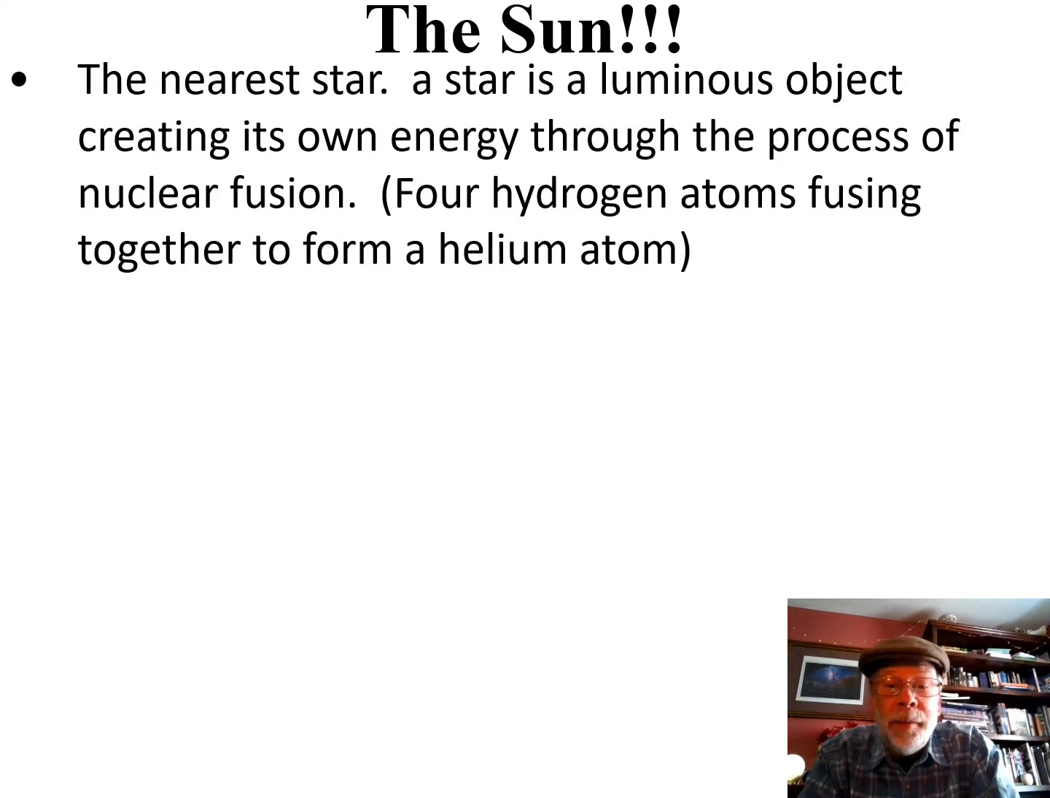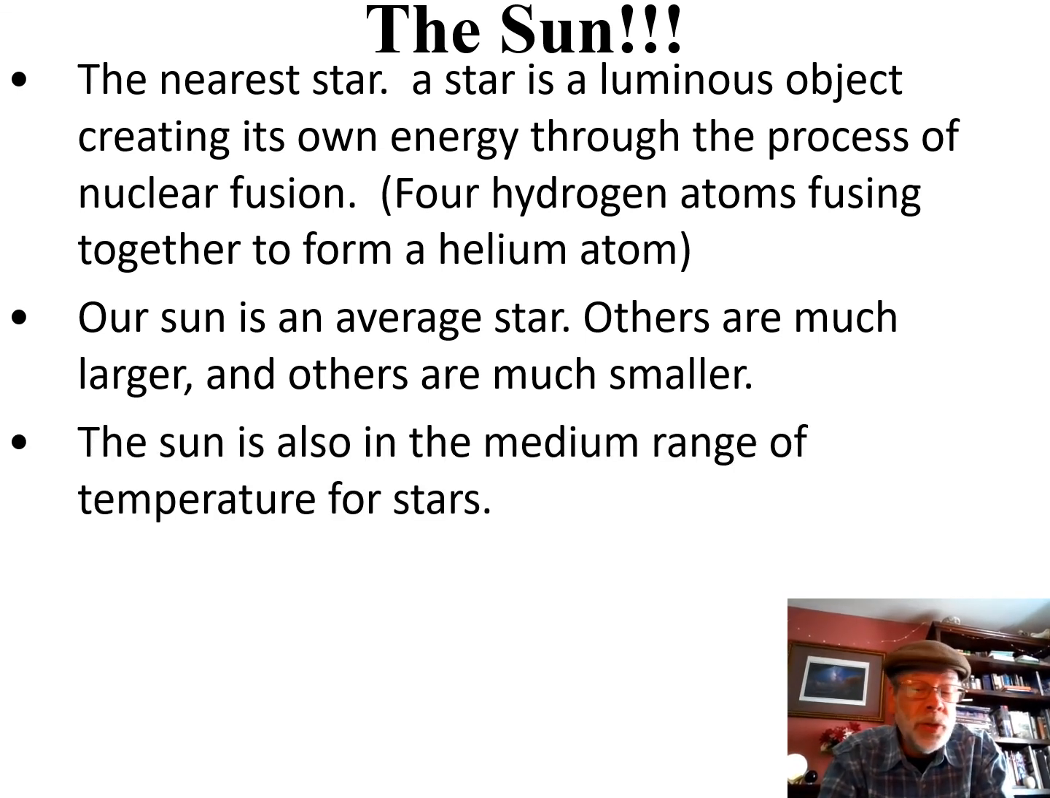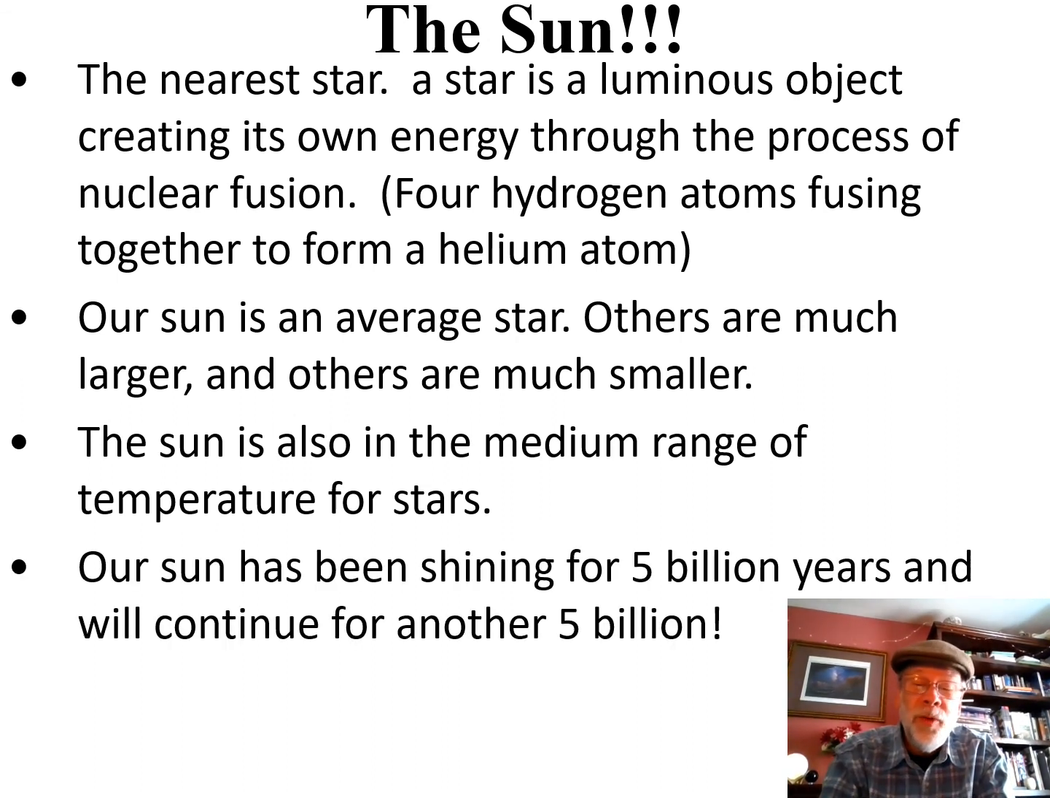We got to talk about the sun. The sun is the nearest star. It's a real star. A star is a luminous object creating its own energy through the process of nuclear fusion. Four hydrogen atoms fuse together to form a helium atom. We'll talk about that. Our sun is an average star. Others are much larger and others are much smaller. Our sun is also in the medium range of temperature for stars. We've been having our sun burn for 5 billion years, and it's anticipated it will continue burning for another 5 billion years.